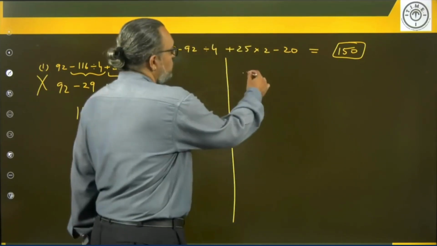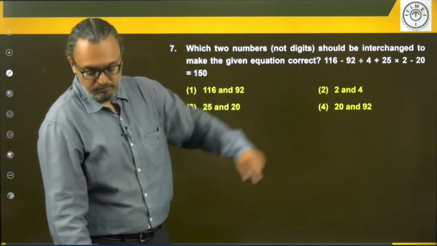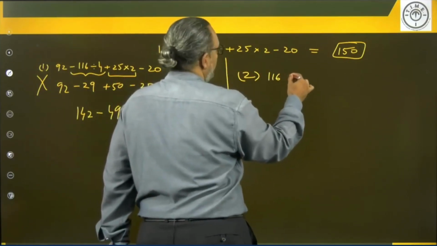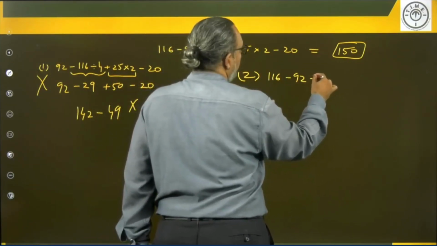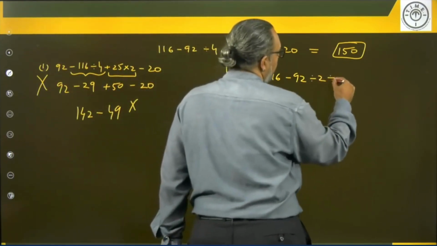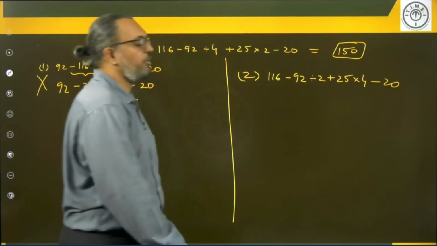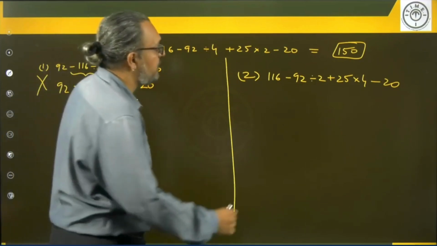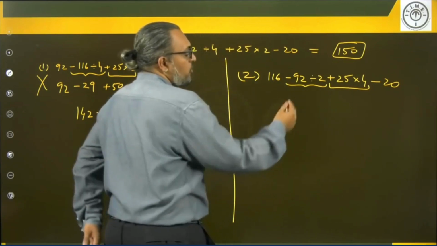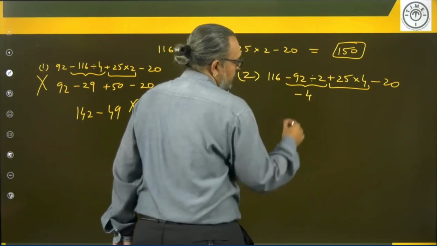So let's take option 2 now. So what is option 2 saying? 2 and 4. Okay. So now 2 and 4 here are to be exchanged. So we have 116 minus 92 divided by 2, correct. 2 and 4 are to be interchanged. Plus 25 into 4 minus 20. Okay. Now this is what we need to solve. So how much will I get here? First again is the division, then the multiplication. So here if I divide, I am going to get 2 goes 4 times 8 and 6 times.